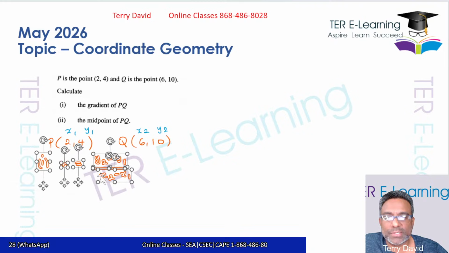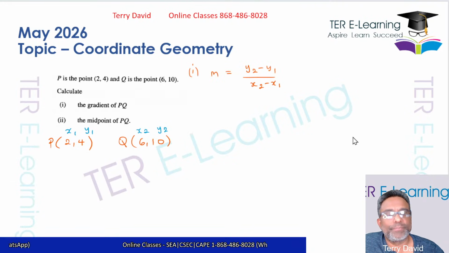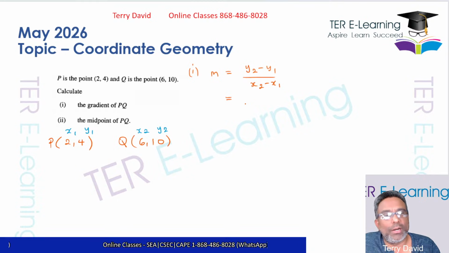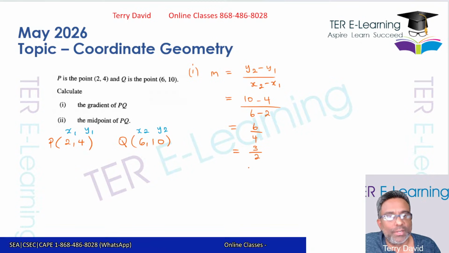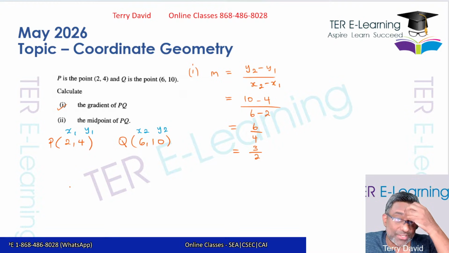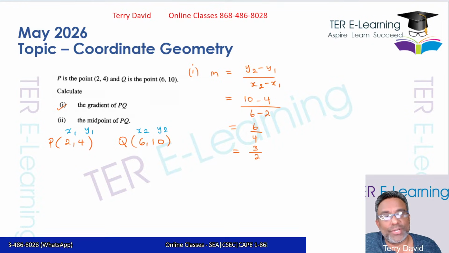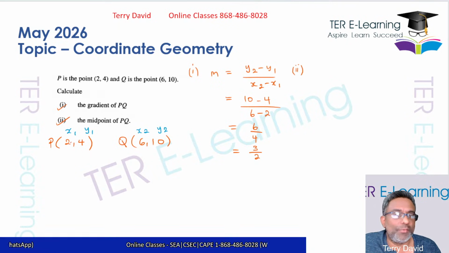Let's bring this across here. Okay, so our y2 is going to be 10. So this is 10 minus 4 all over x2 minus x1, which is 6 minus 2. So 10 minus 4 will give us 6, and 6 minus 2 will give us 4. So that gives us a gradient of 3 over 2. Okay, so the first part here, you want to work out the gradient of PQ. So that's going to be 6 over 4, which is 3 over 2. So that's part 1. For part 2 now, we want to work out the midpoint of PQ.